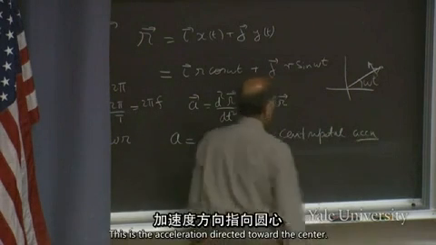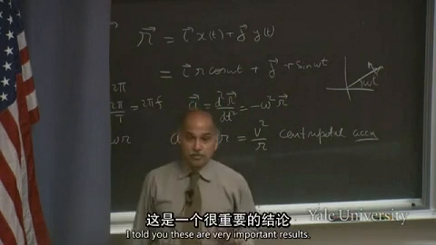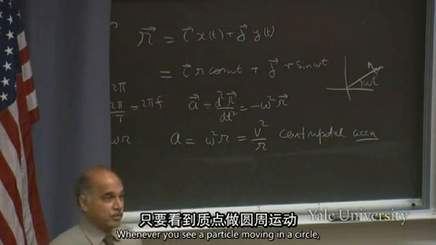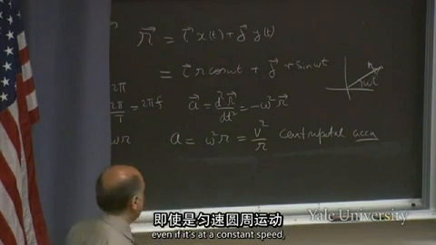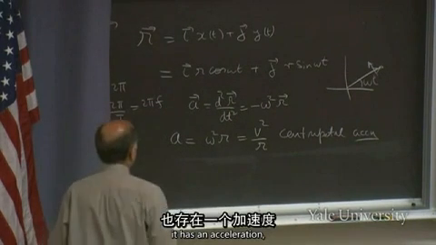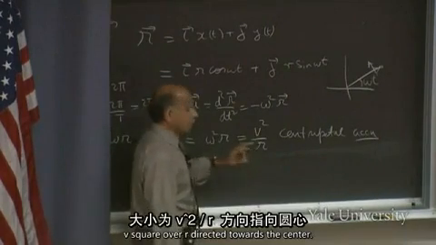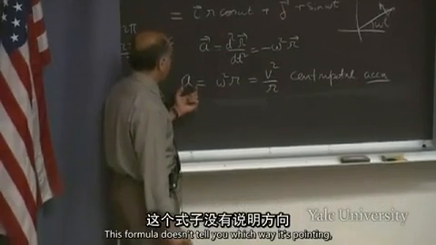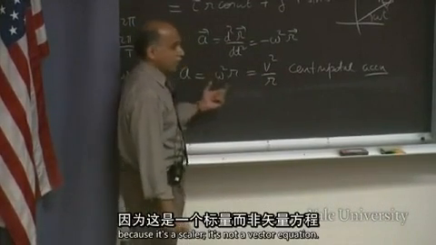This is the acceleration directed toward the center, and I told you this is a very important result. You've got to get this in your head. Whenever you see a particle moving in a circle, even if it's at constant speed, it has an acceleration, v squared over r, directed towards the center. This formula doesn't tell you which way it's pointing because it's a scalar, it's not a vector equation.